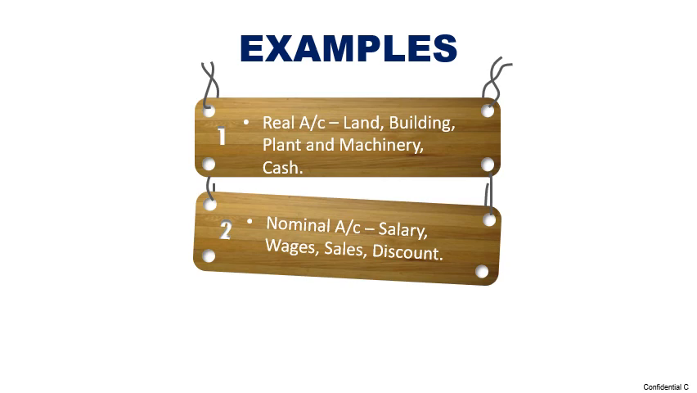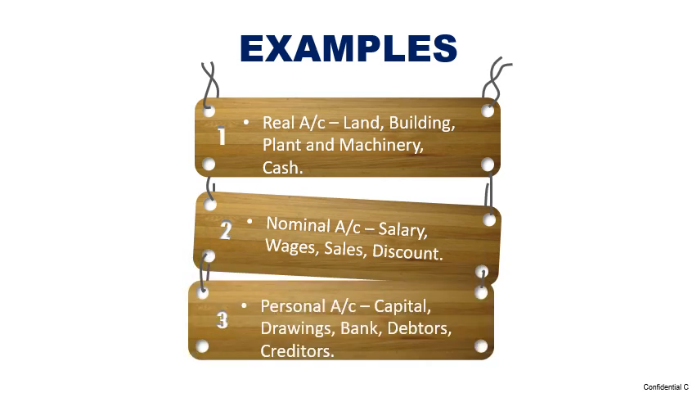Nominal account: salary, wages, sales, discount. All income and expenditure is called nominal account. Income means revenue. Expenses means the money which we spend for building the business. Personal account: all individuals and companies, like capital, drawing, bank, debtor, creditor. For example, State Bank of India, Tata Motors, Hariharan, Ramkumar are all called personal accounts.